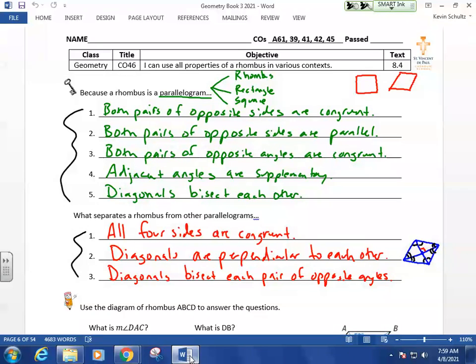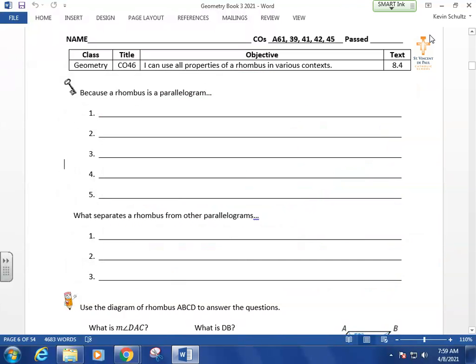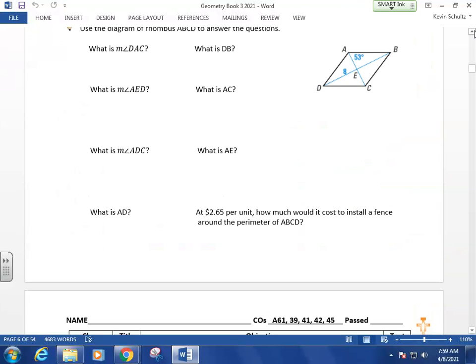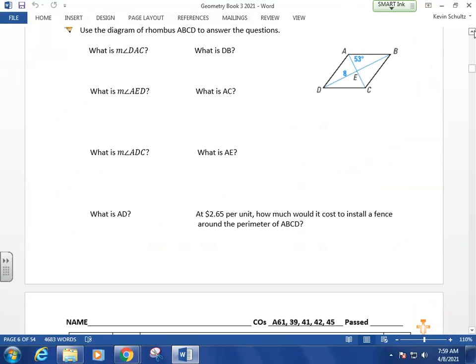Okay, so let's look at a rhombus down below and see what we have here. It says, use the diagram of rhombus ABCD to answer the questions. And we're not going to go over all of this because this is going to be your homework. Nothing from the textbook for this one, just this page here. But knowing this is a rhombus, there's a lot of information that you can already gain from this.